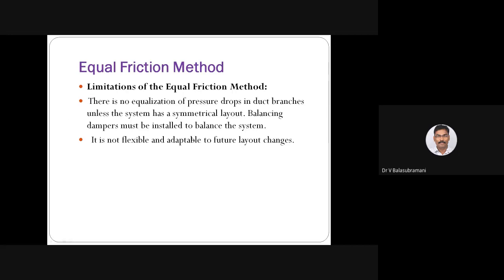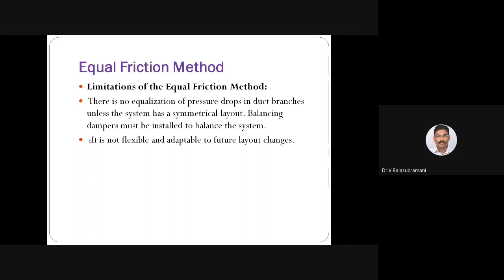Limitation. There is no equalization of pressure drop in the duct branches. The pressure drop is varying, so a balancing damper must be installed. The balancing damper is very important. It is not flexible and adaptable to future layout changes. We can't change the layout in the future. Once designed, we have to follow the other things.